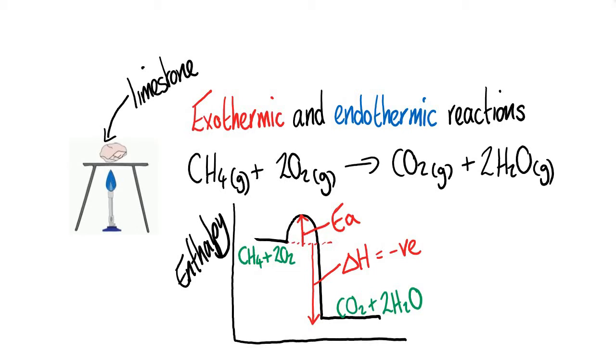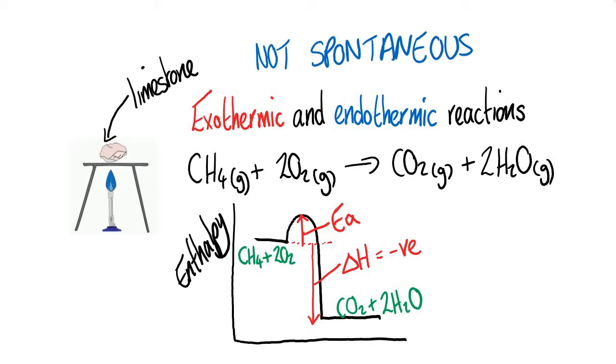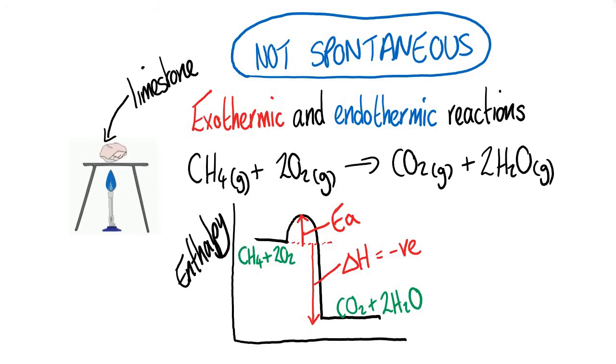So this is not a spontaneous reaction. It doesn't happen on its own. It needs a spark to ignite the methane and oxygen, and then we'll make carbon dioxide and water. So this is nothing new. You've learnt this at GCSE. The new word here is this word spontaneous. This reaction is not spontaneous. It doesn't happen by itself.